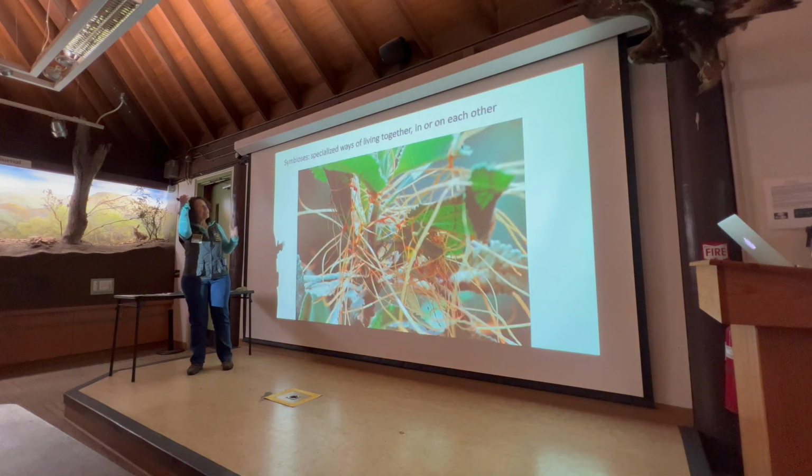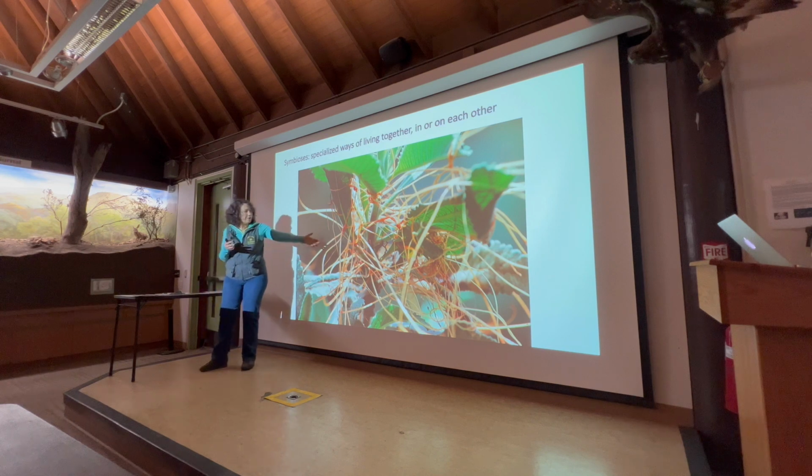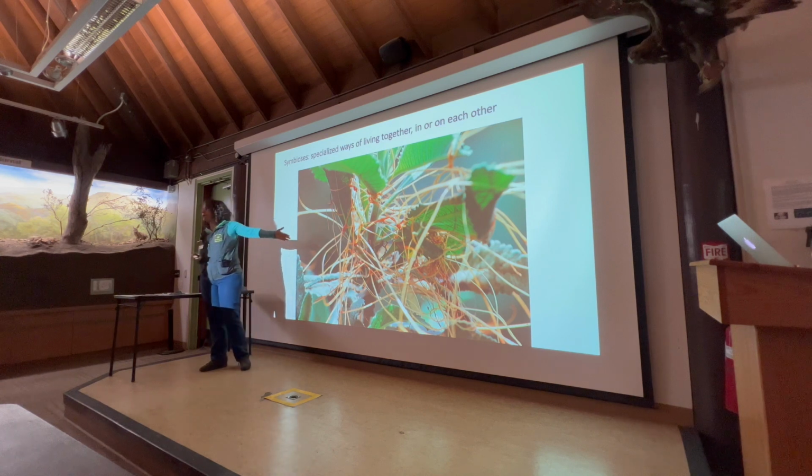Okay, so we see lots of close associations. Try to find some examples here in the park of really close associations between species that have evolved over time. And so this thing is dodder. It's a parasitic plant. In some years there's a lot of it around, and some years there's not very much.